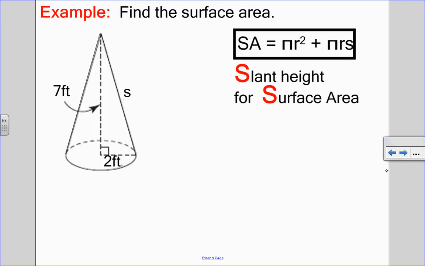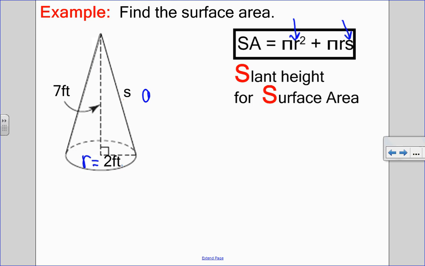Let's look at another example. In this example, I'm going to do the same process. I'm going to look, do I have every piece of information? Starting with R. Do I have R? Yes, I do. R is equal to 2. Then I look at S. Do I have S for the slant height? No, I don't. I have the vertical height. So this is an example of where I need to use Pythagorean theorem to solve for the hypotenuse.